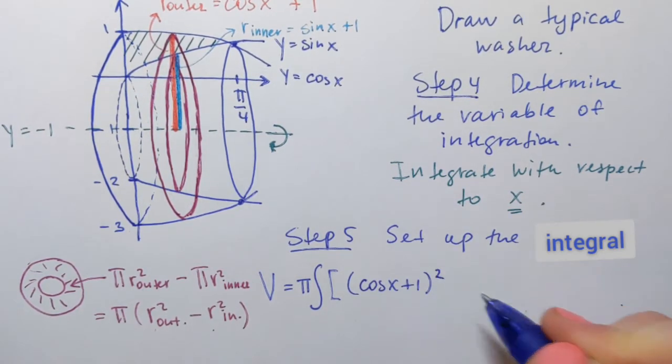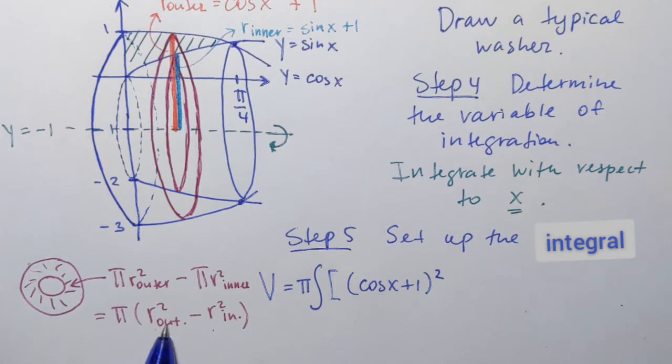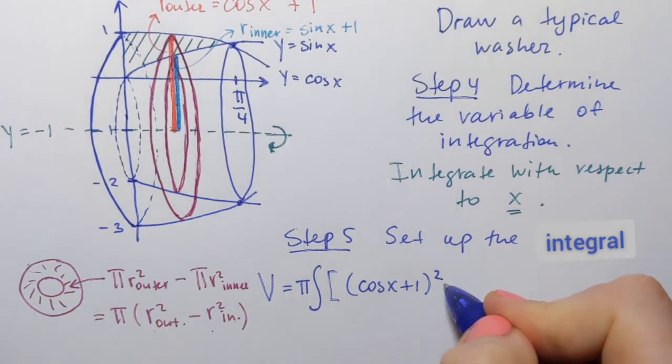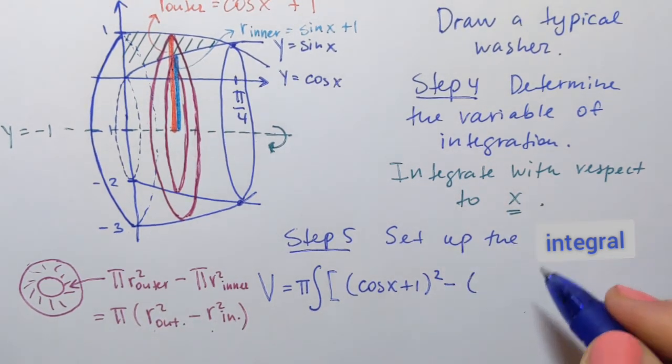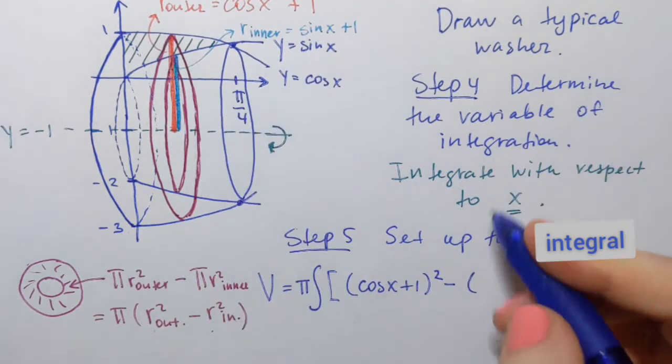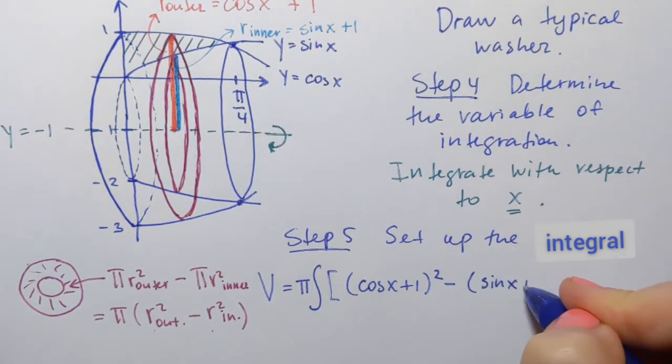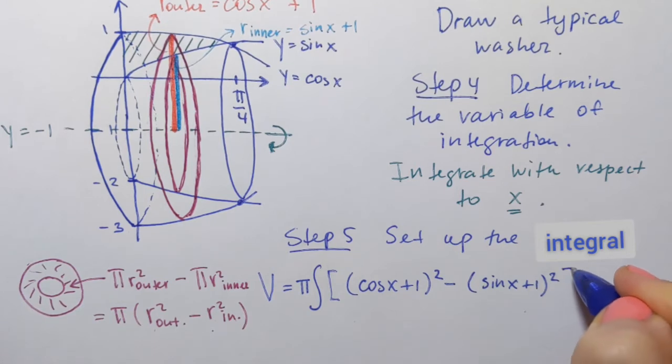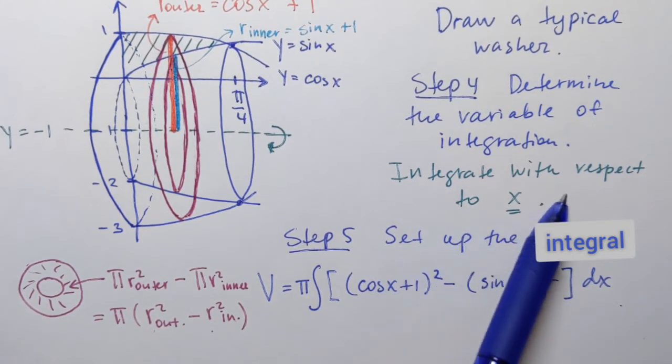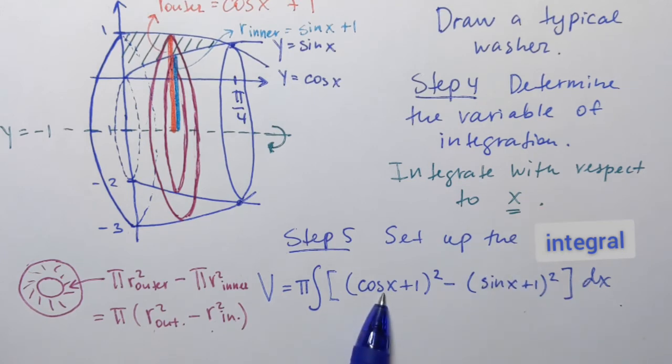I have to square it, right? Outer radius squared, minus the inner radius squared. In this case, it's sine of x plus 1 squared, dx, right? And we're integrating with respect to x. So we got that part. Let's add limits of integration.